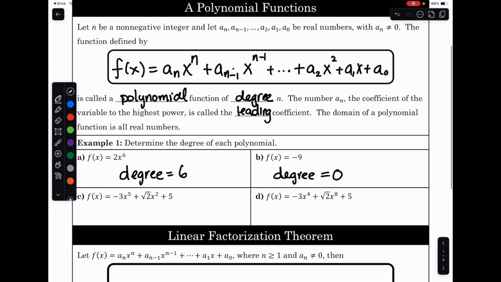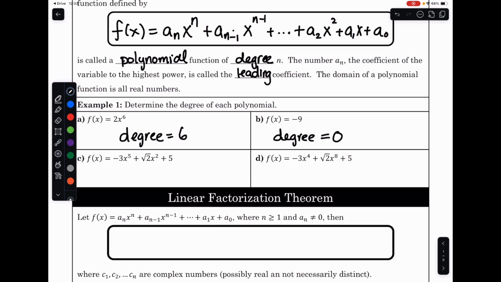Now, if you look at letter C, we do have it in standard form: x to the fifth, x to the second, and x to the 0 power. They don't have to be consecutive numbers. It could be that our x to the fourth has a coefficient of 0, and our x to the third also has a coefficient of 0, and that's why we don't list them, because the coefficients are 0, so we omit them from the actual equation.